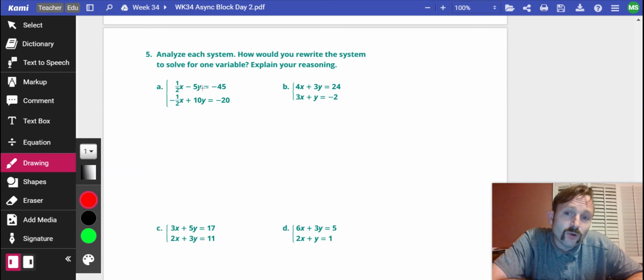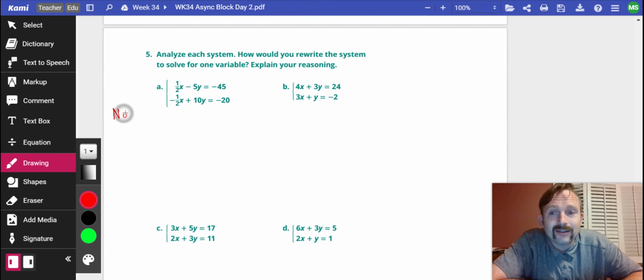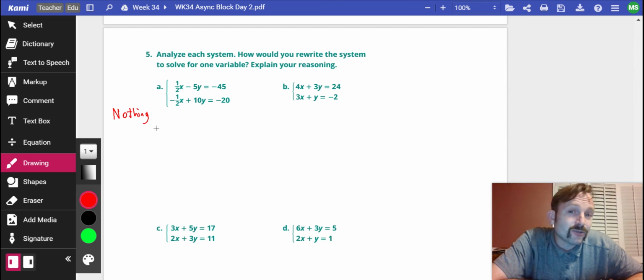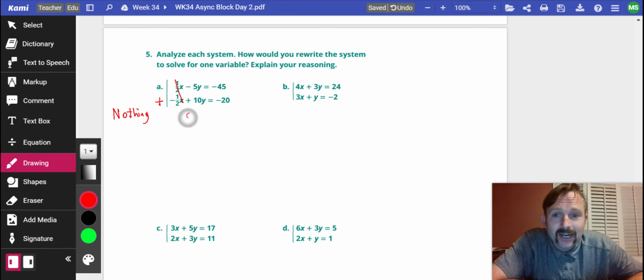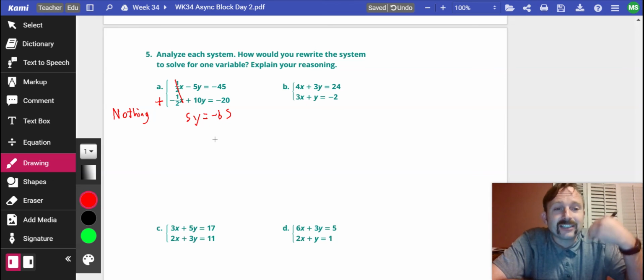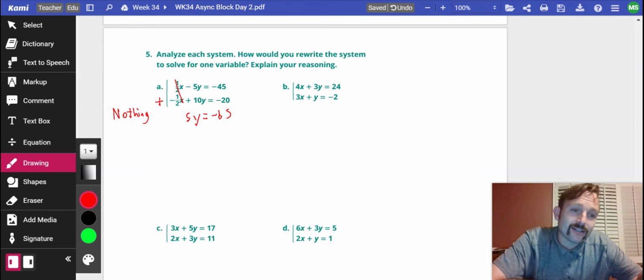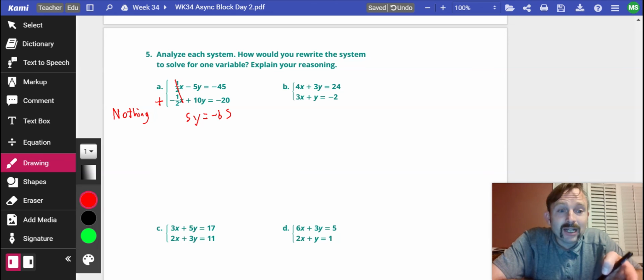1/2 x minus 5y is equal to negative 45. Negative 1/2 x plus 10y is equal to negative 20. Well, nothing. I wouldn't have to multiply. I wouldn't have to rewrite the system, because if I add it, these cancel out, and I'm left with 5y is equal to negative 65. And then I could solve for y and then solve for x. So I don't have to multiply, subtract, add, whatever to get this.